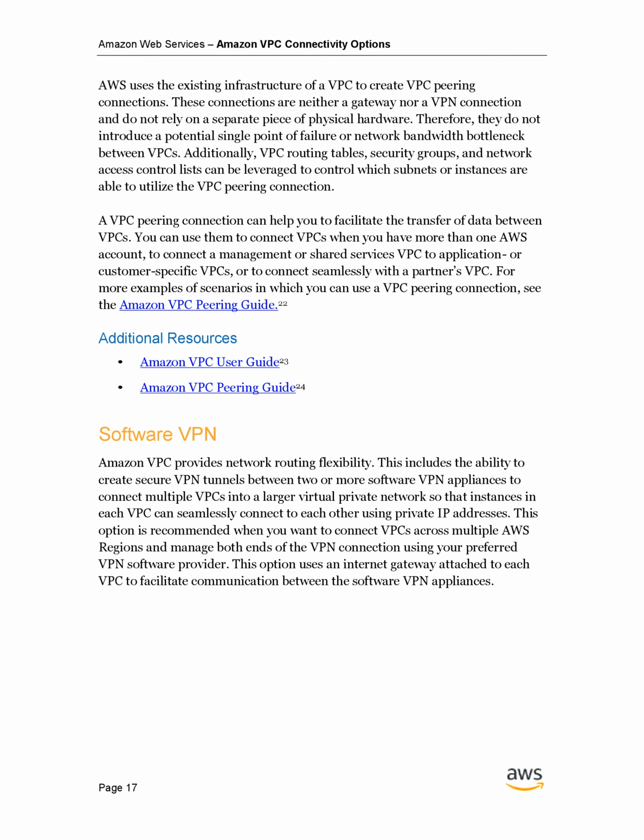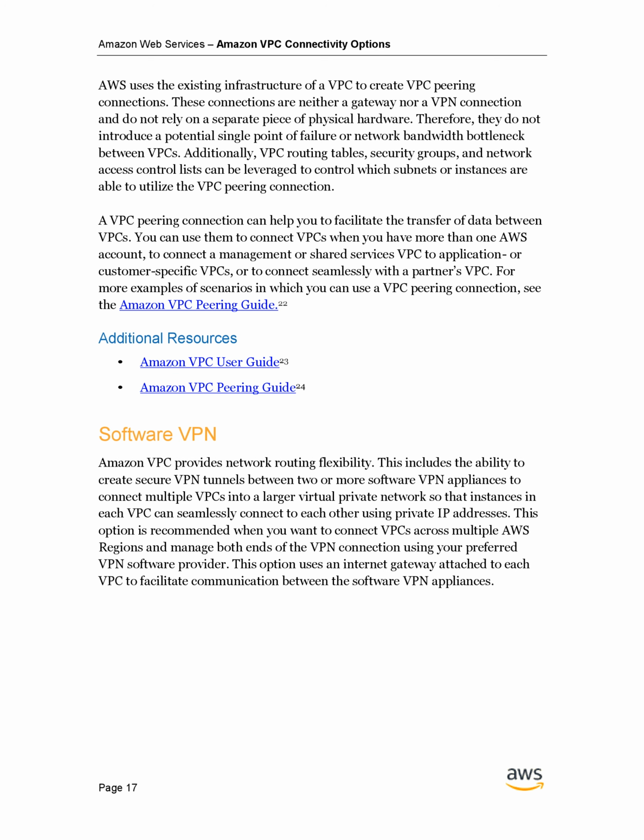A VPC peering connection can help you to facilitate the transfer of data between VPCs. You can use them to connect VPCs when you have more than one AWS account, to connect a management or shared services VPC to application or customer-specific VPCs, or to connect seamlessly with a partner's VPC. For more examples of scenarios in which you can use a VPC peering connection, see the Amazon VPC Peering Guide. Additional resources: Amazon VPC User Guide, Amazon VPC Peering Guide.